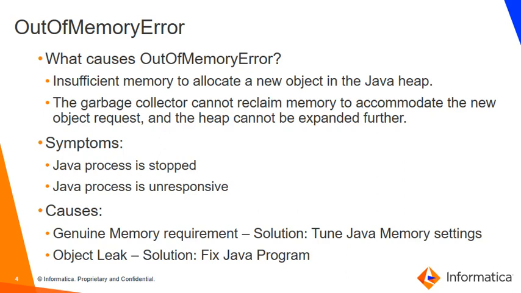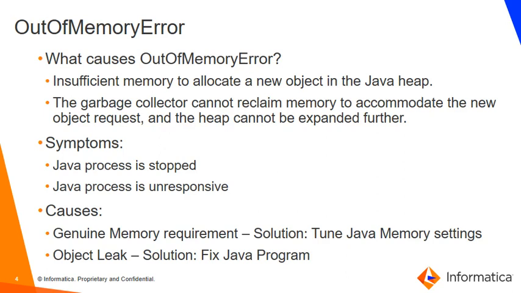In some rare situations, the Java program may also enter a prolonged hung state, where the Java process exists on the OS but does not do any useful work. So let's talk about two common scenarios that cause an out of memory error. The first is the genuine memory requirement is not met, and the second is the case of an object leak.